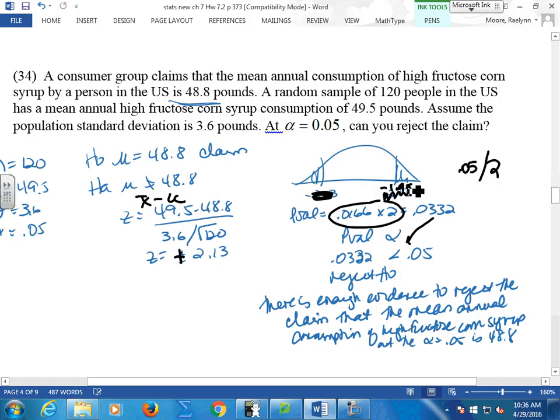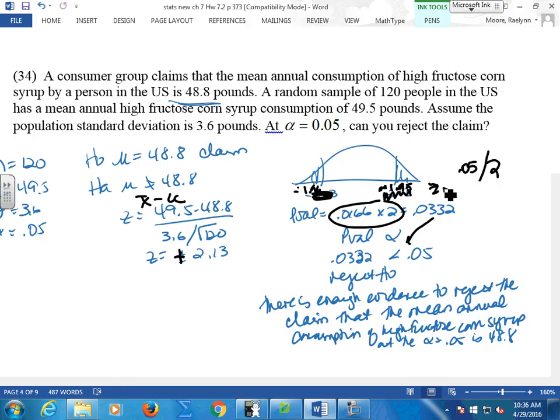1.95, 1.96. Positive 1.96, negative 1.96. Okay, that's my critical value. Yes? Two-tail test. Oh, two tails. Now, this is my critical value.